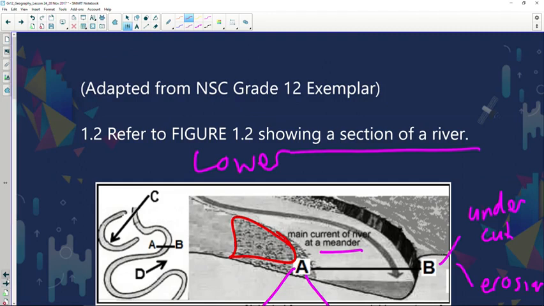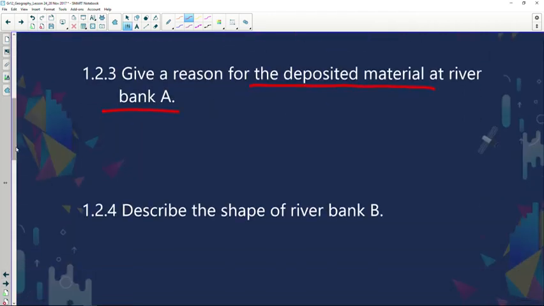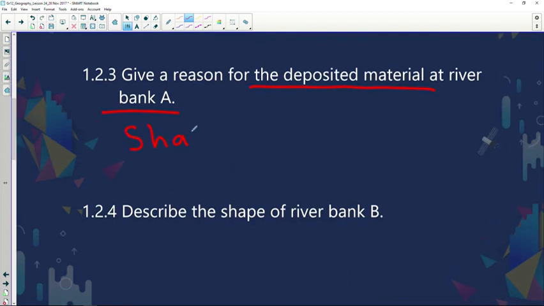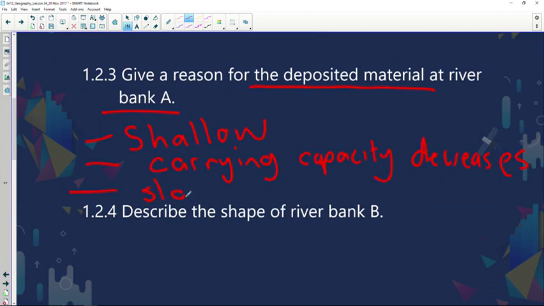So we can say that because the riverbed is shallow. Another reason that we can mention in 1.2.3 is the carrying capacity of the deposited material is decreasing, and because of the slow movement of water. Now keep in mind there's only deposition taking place in the final stages of the lower course.